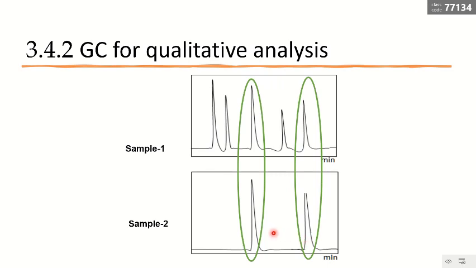For example, if I know what the compounds of this second sample are, this first peak is something, the second peak is something, then I will know the first sample also contains these two compounds. For example, maybe it's alcohol, maybe it's aldehyde, maybe it's something else. You will know particularly which compound is present in our sample. This is called qualitative analysis, basically identifying what they are.